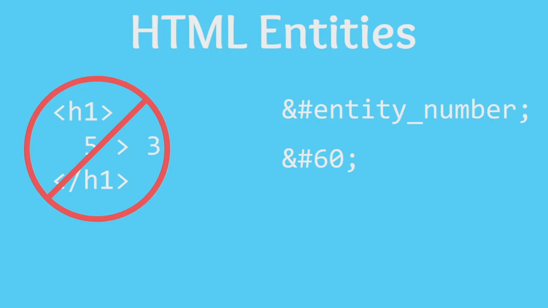Remembering which numbers correspond to which symbols can be quite difficult though. This is why the most common symbols, such as the less than sign, have a name that can be used instead of the number. This is the code for the less than symbol using the name as opposed to the number. When you use the name of the symbol instead of the number, make sure that you do not include the pound sign after the ampersand.